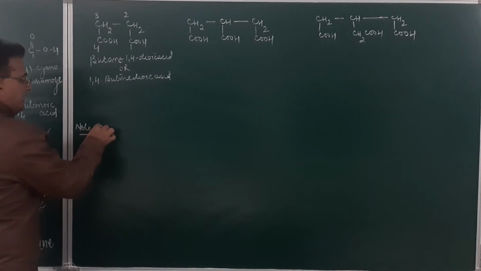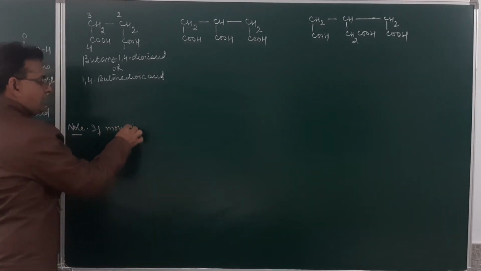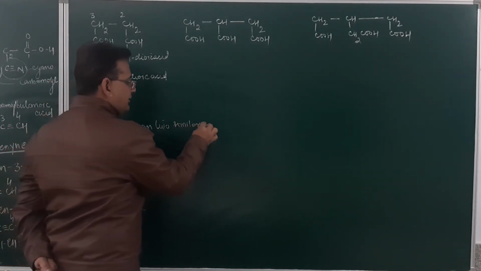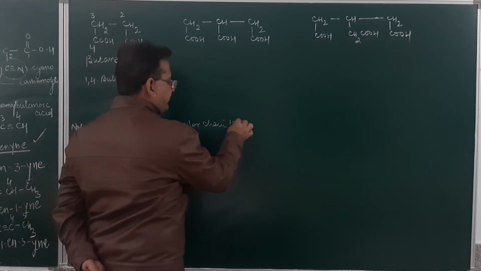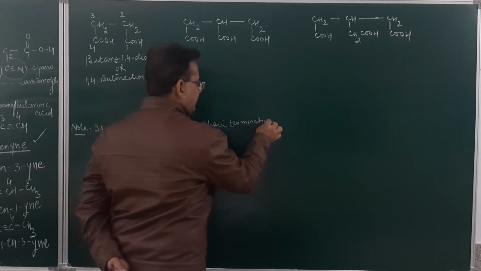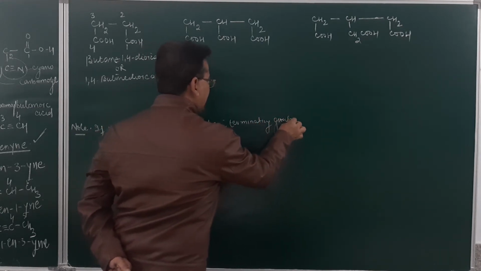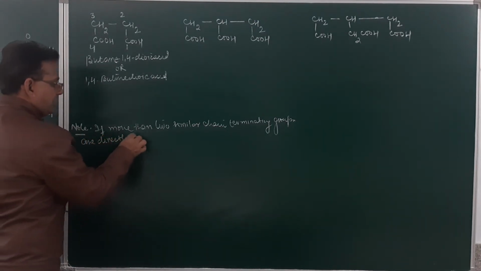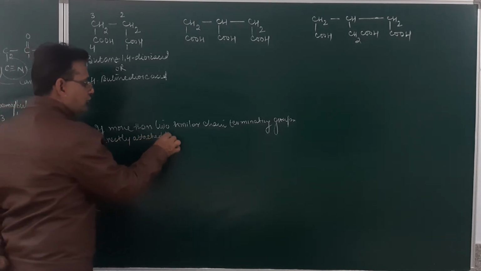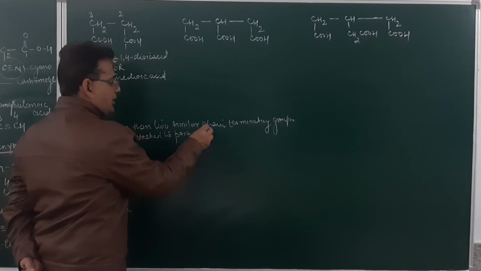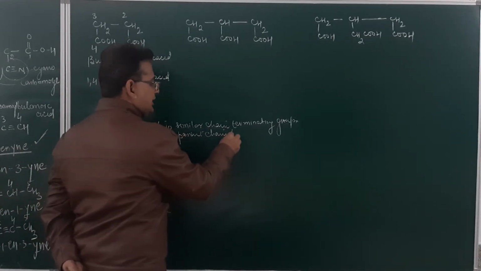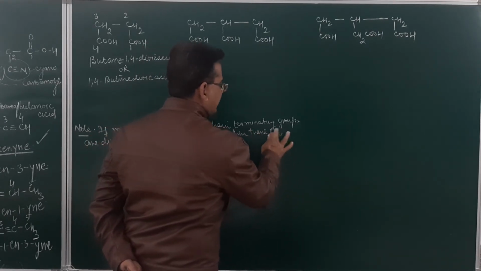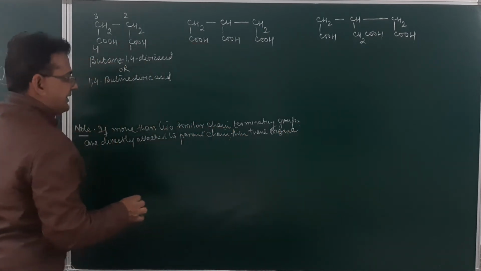You may note down: if more than 2 similar chain terminating groups are directly attached to the parent chain, then their name is given, but none of them is counted.